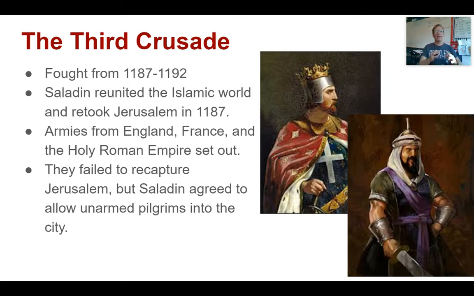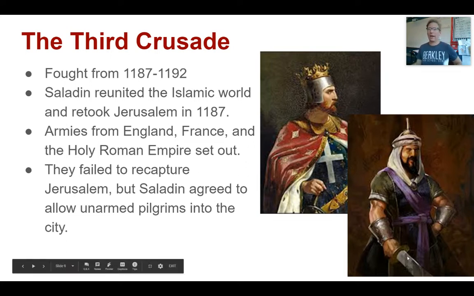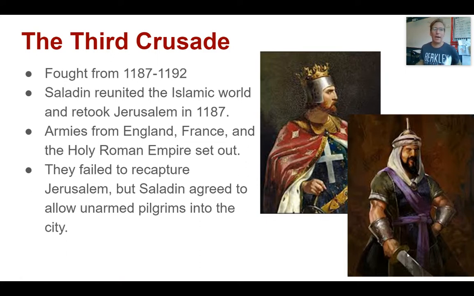The Third Crusade fought in 1187 to 1192. Here we have Saladin, this guy right here, strong, handsome fella. He is able to reunite the Islamic world. Okay, he's able to stop the internal squabbling. He's able to reassert himself and now a unified, focused Islamic world is going to take these crusades very seriously. And they march in and they recapture most of those crusader states. Jerusalem falls to Saladin in 1187.